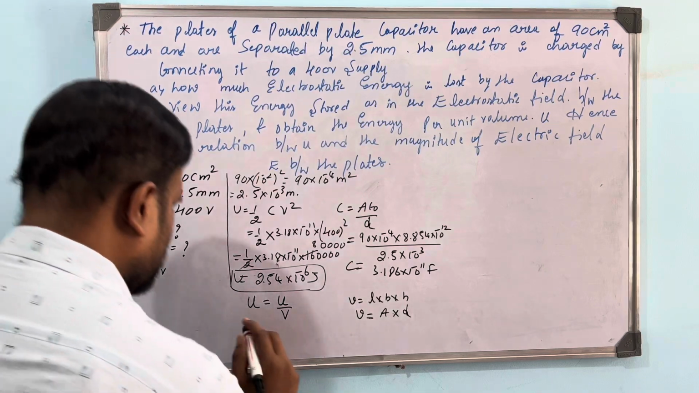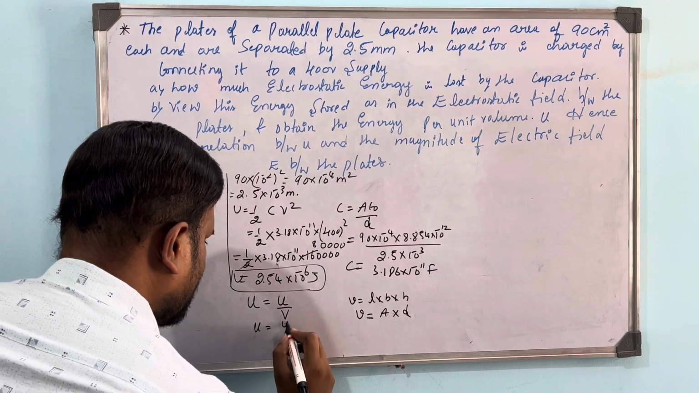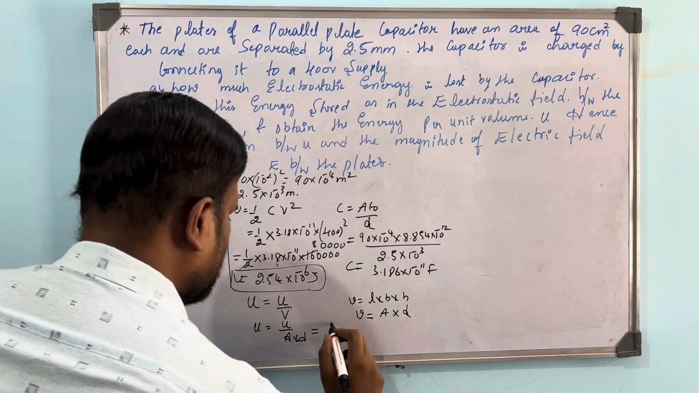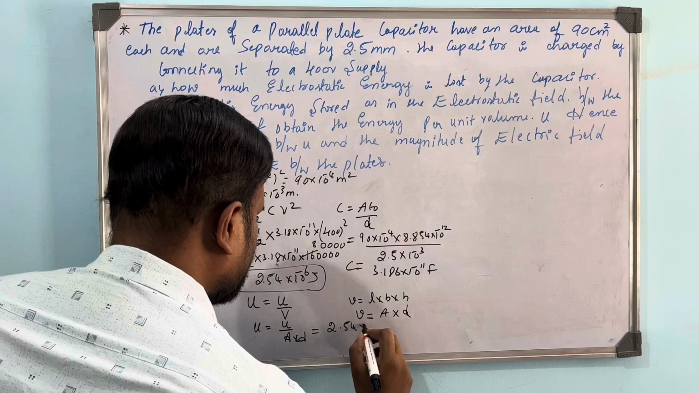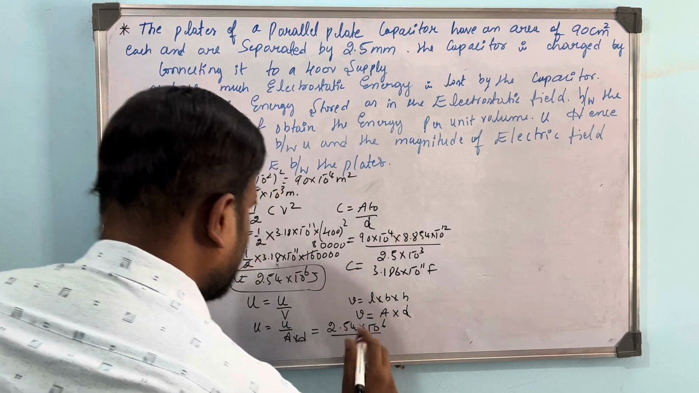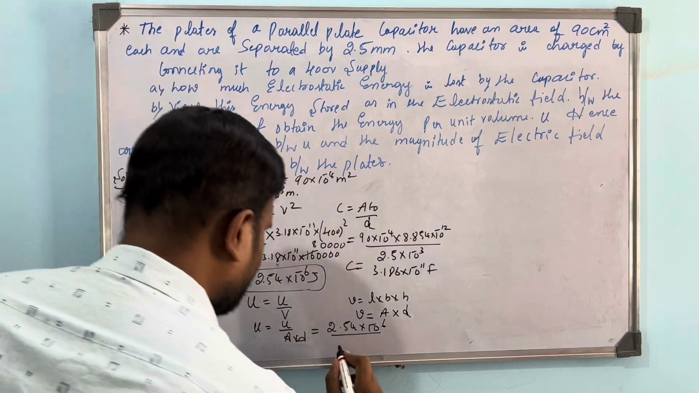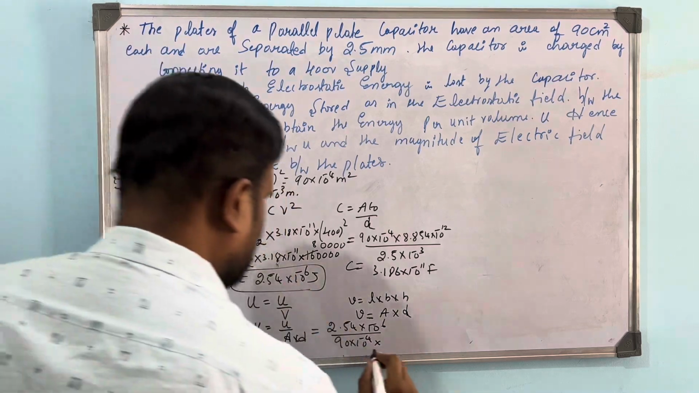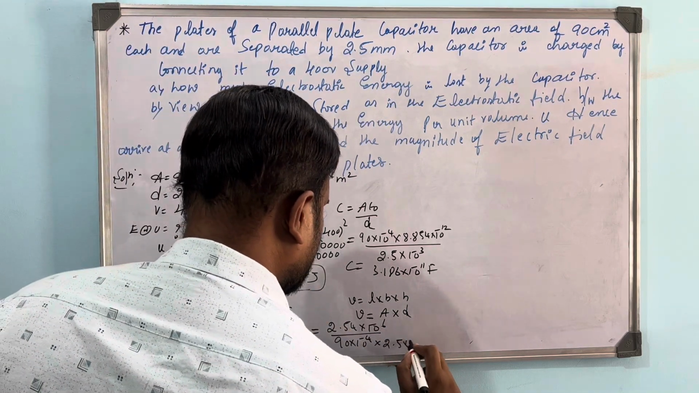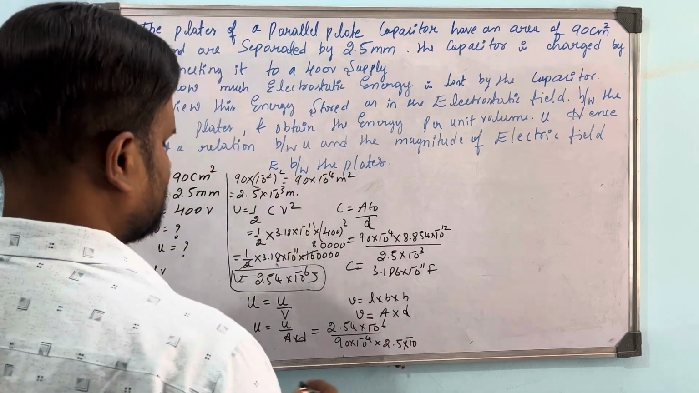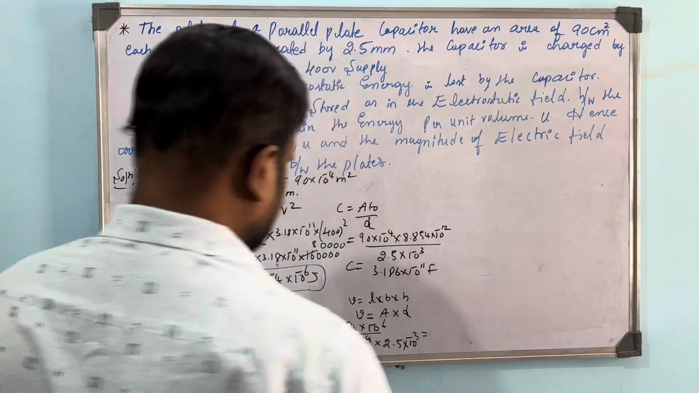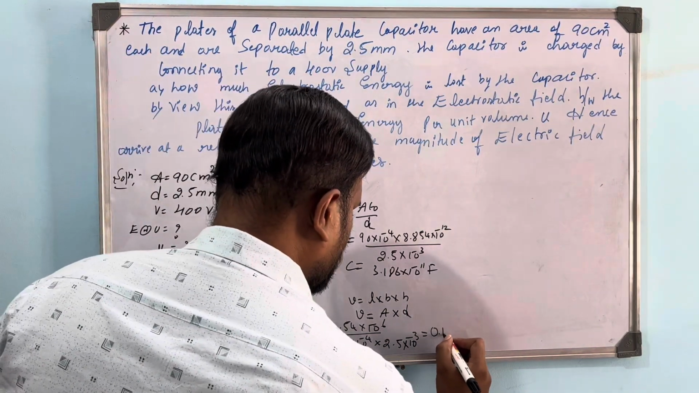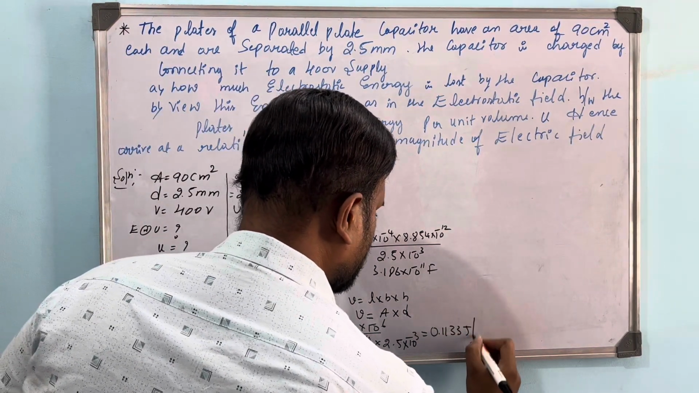Okay, so U becomes U divided by the volume, and volume is A into d. What is the U value here? The U value is 2.54 into 10 to the power of minus 6, divided by the area value. Area is 90 into 10 to the power of minus 4, into the d value, which is 2.5 into 10 to the power of minus 3, right? If you simplify this, finally you will get 0.1133 joule per meter cube.